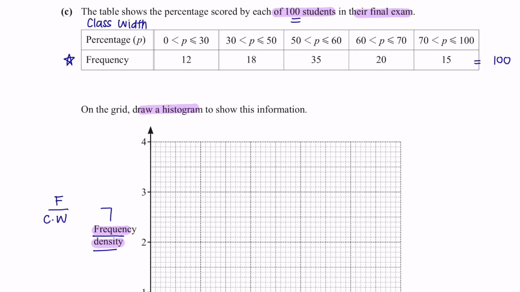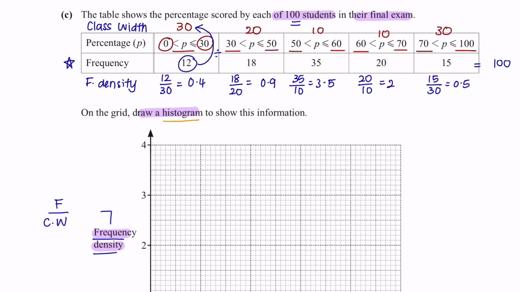The class width here would be the size of the percentage, which is 30 minus 0. And the next one is 50 take away 30. So our frequency density would be the frequency divided by the class width. Now we can proceed to draw the histogram.